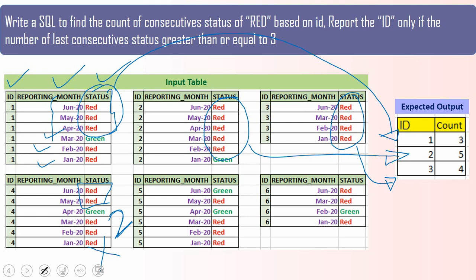Similarly for ID 5, the last status is green, so there is no need to print ID 5 also. Similarly in ID 6, the last consecutive status of red is 2 only, so it's not necessary to print ID 6 also. So this is the expectation.